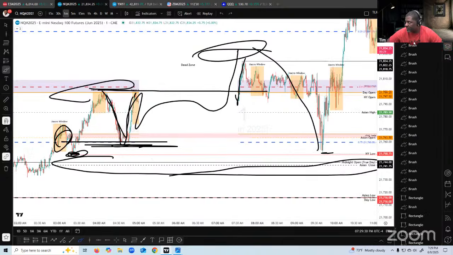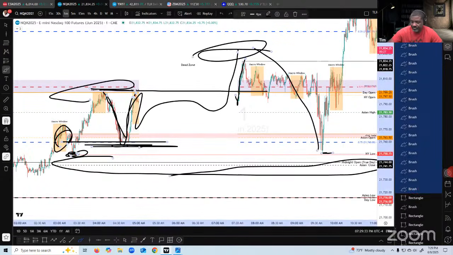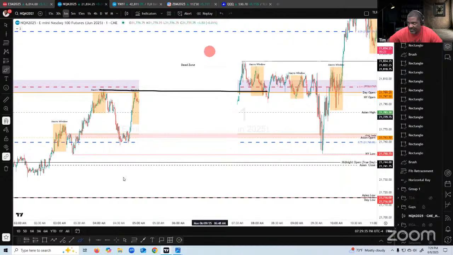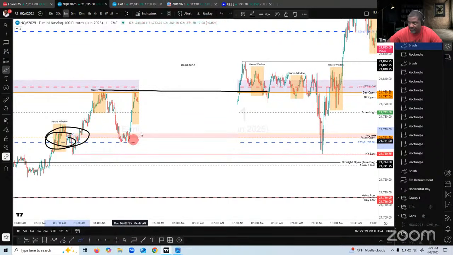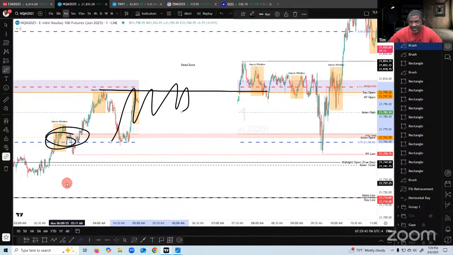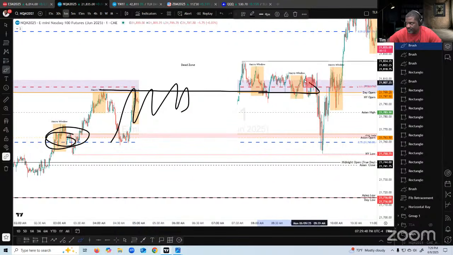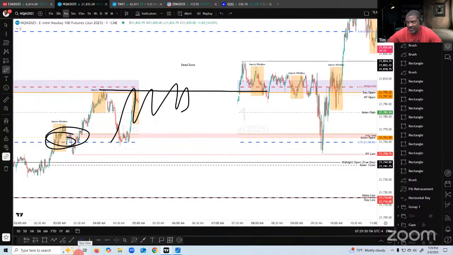Okay, we respected all of that even during the dead zone, right? Let me move all this scribble scrabble. Right, even during the dead zone, right? We're respecting this level, right? And then once we did what we're going to do during the London, right? When we come into the New York session, right? We get a Judas swing.